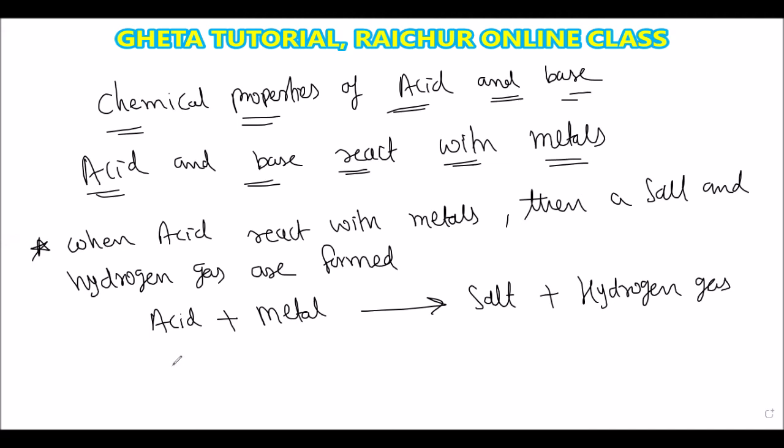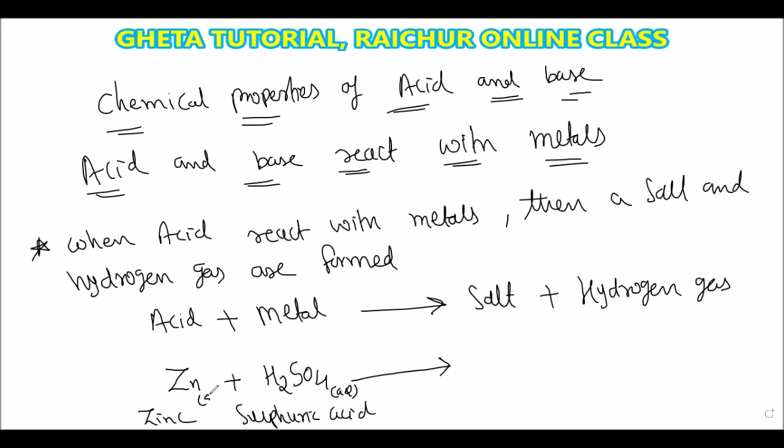That is, what acid can we go for with a metal? Metal I'll take here zinc. Zinc is the metal. And acid, I'll take here sulfuric acid. Okay. Zinc plus sulfuric acid. This is called zinc and this is called sulfuric acid. I write here aqueous, because it is a dilute sulfuric acid. Zinc is the metal, so it is a solid, and sulfuric acid is dilute, so water is added, that is why it is called aqueous, aq.